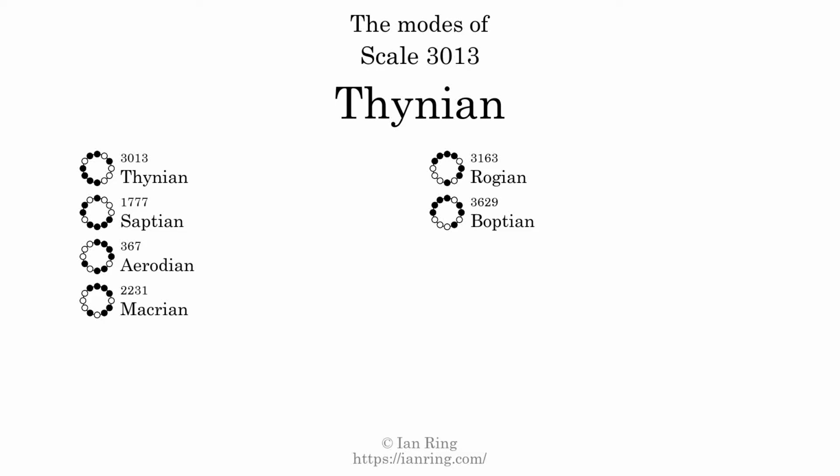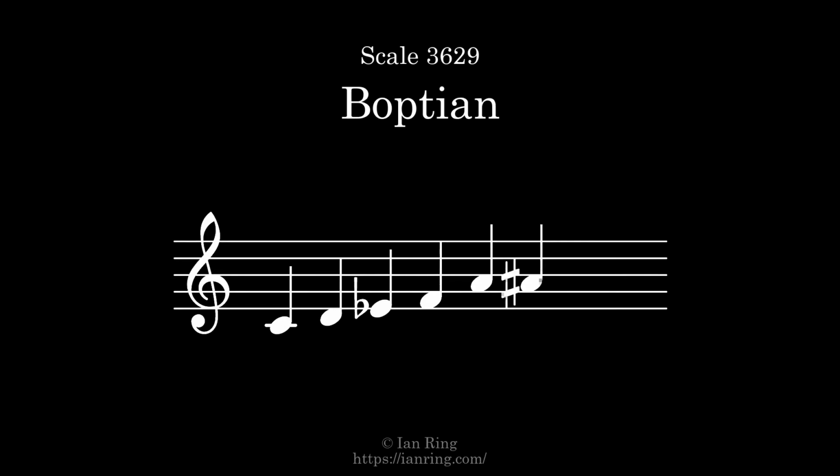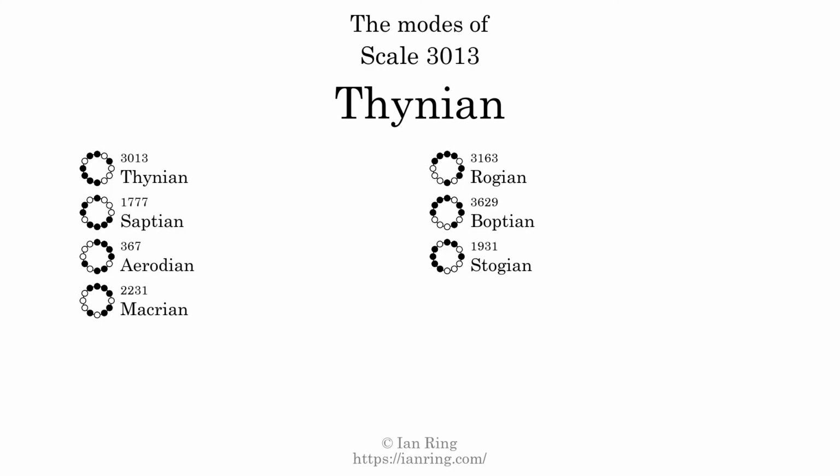The sixth mode is scale 3629, also known as Boption. It sounds like this. The seventh and last mode is scale 1931, also known as Stojan. It sounds like this.